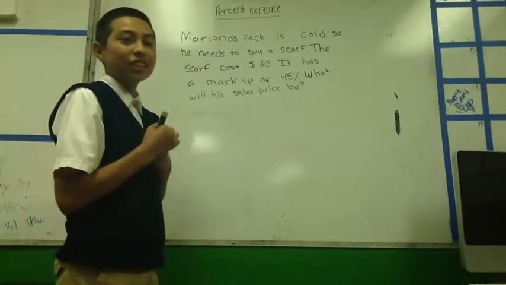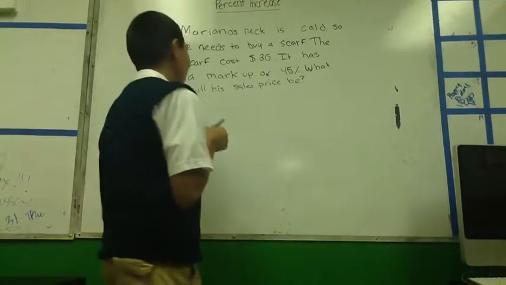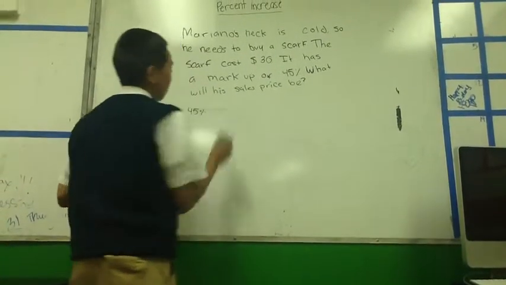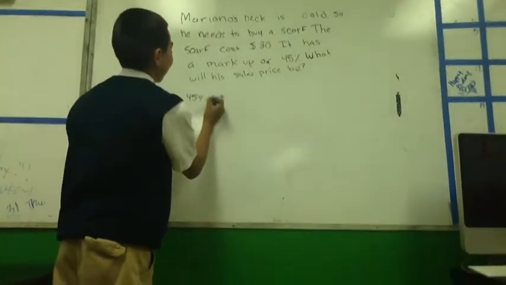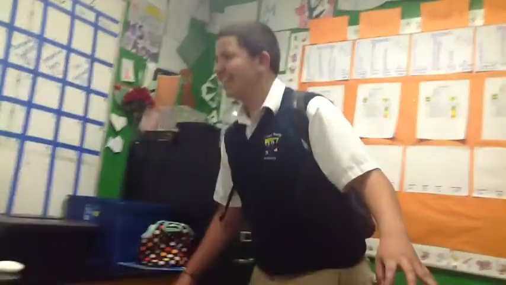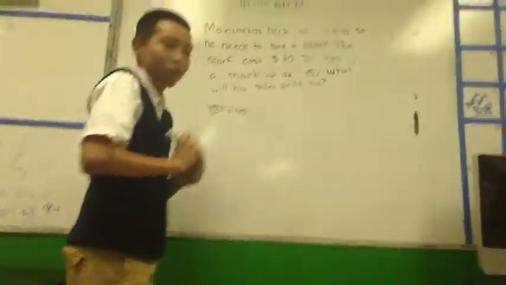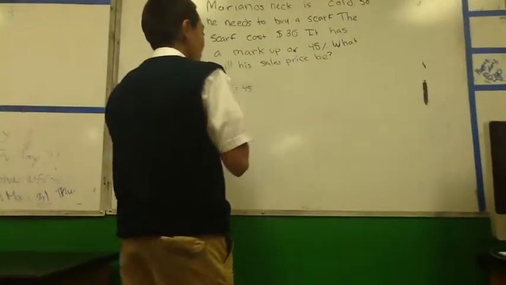So first you change the 45% into a decimal. And you do that by moving the decimal 2 times to the left. And that equals 0.45, then you multiply 30 and 0.45.